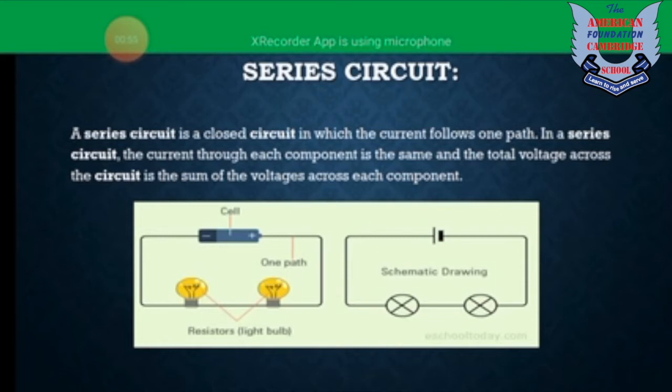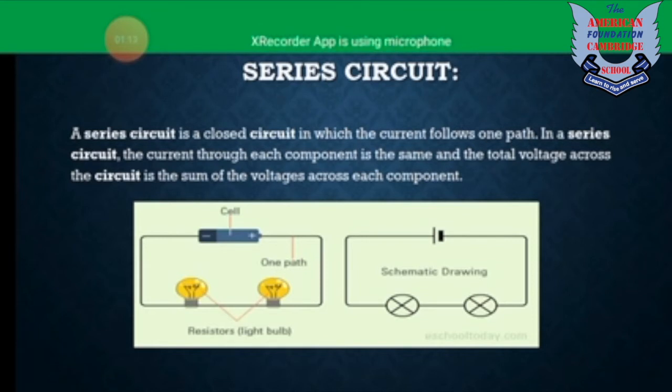So this is the circuit in which there is only one path available, and a circuit always represents a closed path from where the current flows. If the circuit does not close, the current cannot flow in an open circuit.